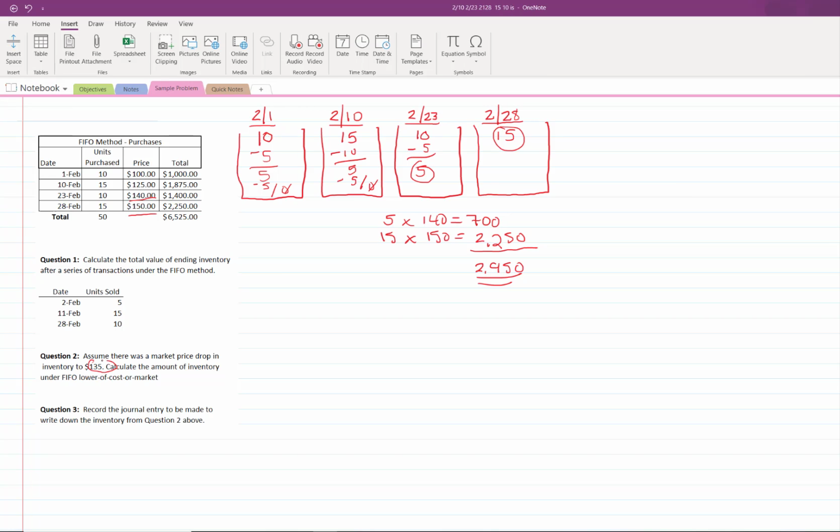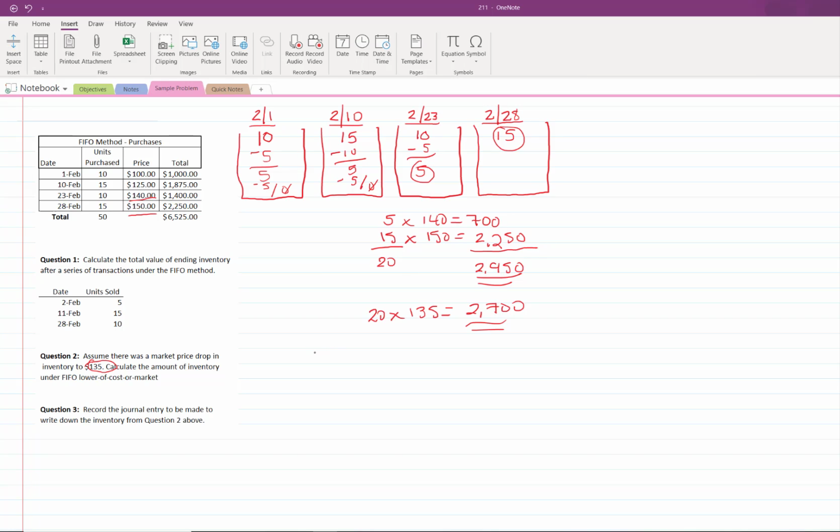Well, this $135 is less than both of those numbers, so we need to go in and revalue our inventory account. So how many units do we have left? We have 5 plus 15, so that we have 20 units. So for question number 2, we now have 20 units at $135 a unit. So that gives us ending inventory of $2,700. So our inventory amount under the FIFO lower of cost or market method is $2,700.